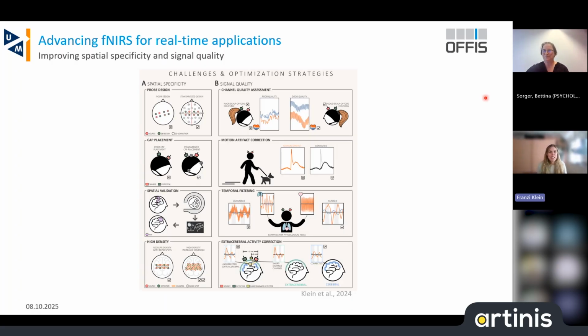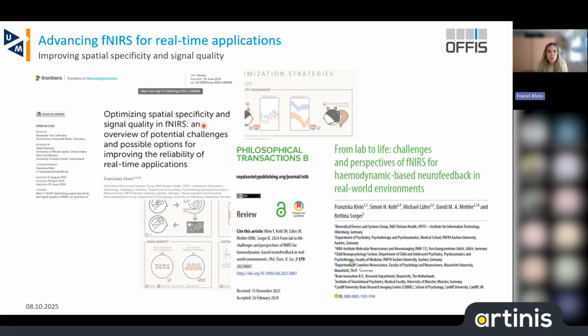So I will continue with talking about advancing fNIRS for real-time applications. And here I usually talk about improving two parts, which are the spatial specificity and the signal quality. Of course, this is a very extensive topic on its own, so I cannot go really into depth here. I would just mention a few things that are important.